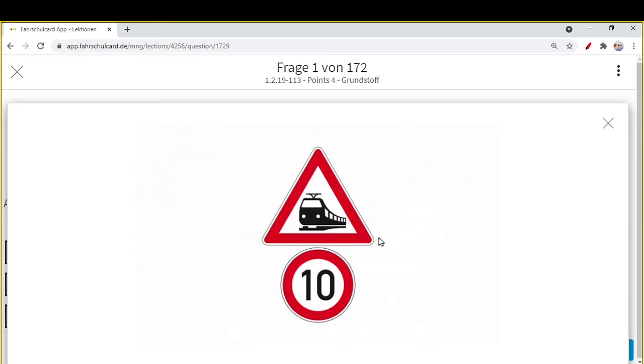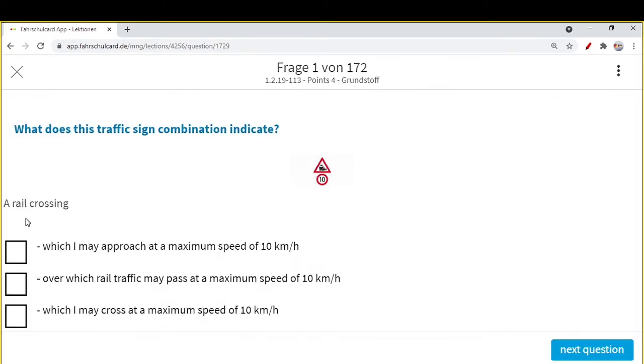As we can see, there is a danger related to the train line, and then there is an additional sign here which is 10. That means your speed should be 10. Like this red circle is indicating that you should not exceed the thing which is written inside. So you should not exceed 10 km/h and there is some danger related to a train. This is our first impression. Let's go to the options.